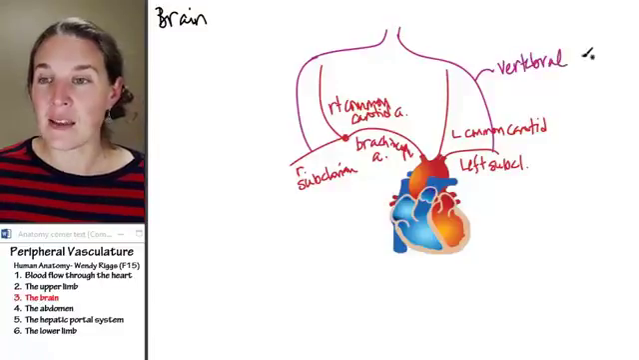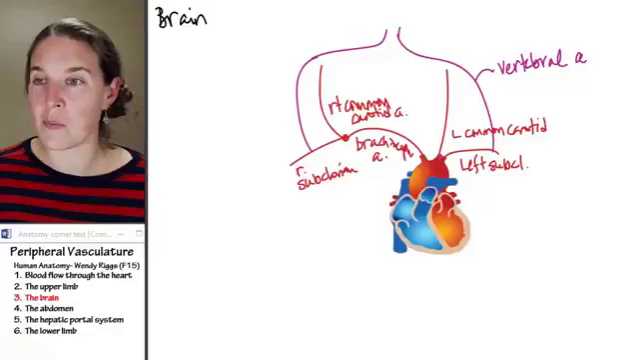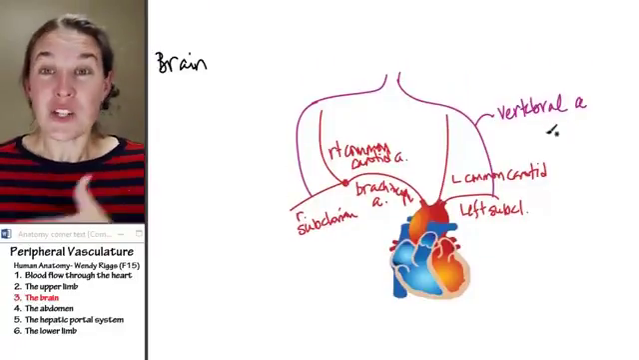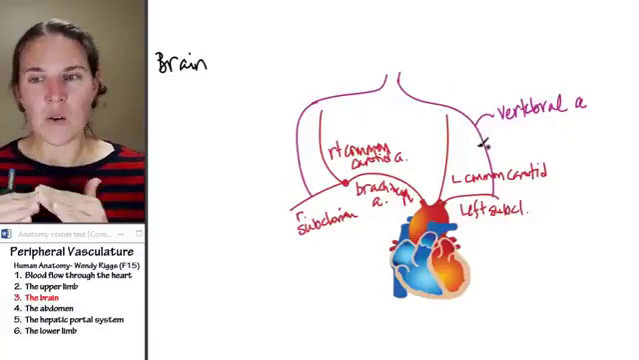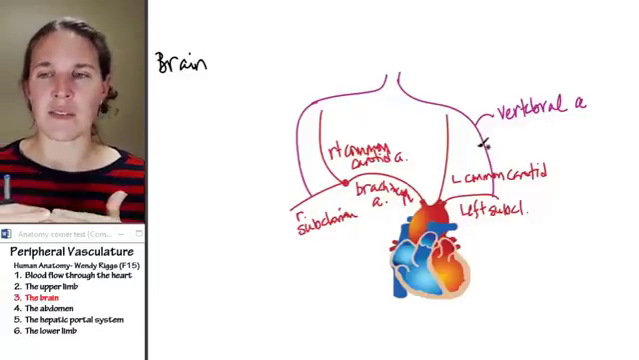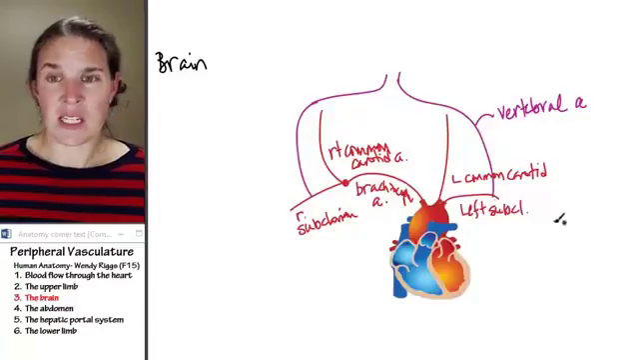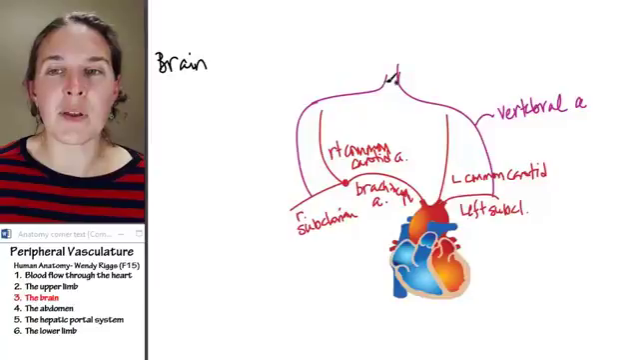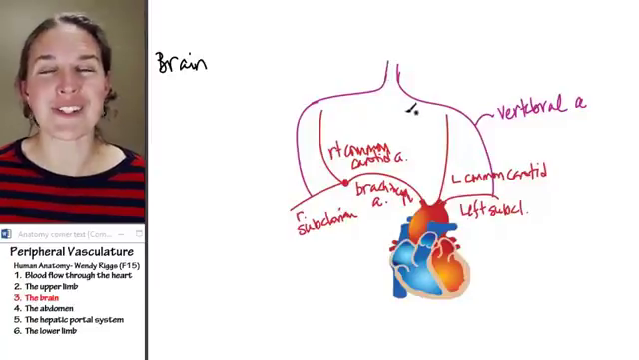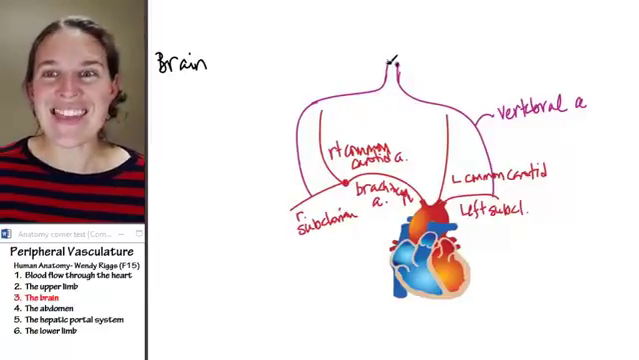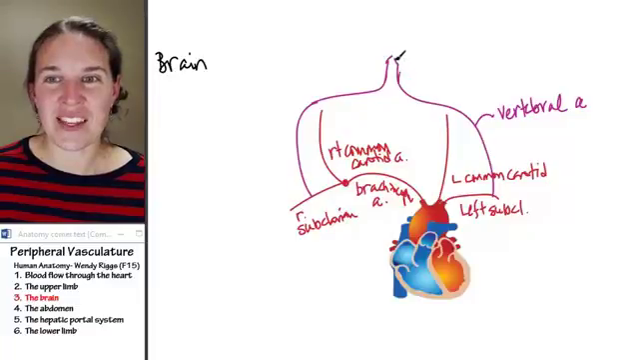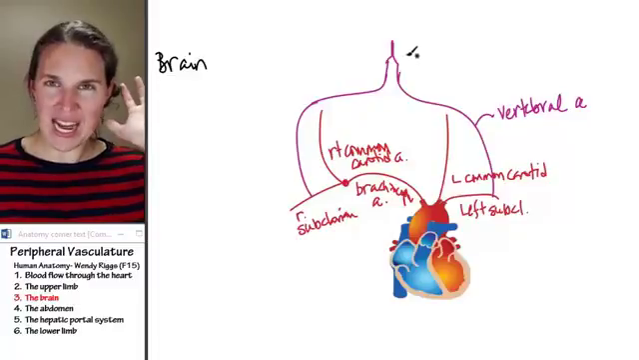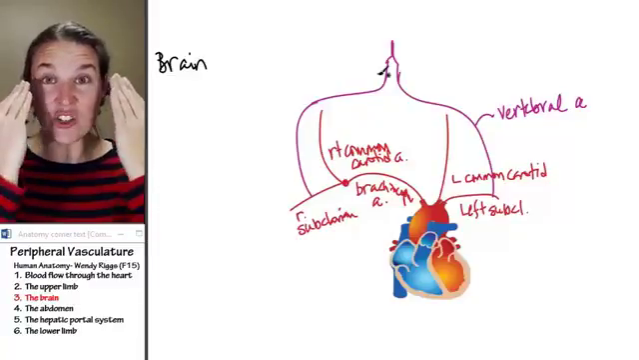I can see that I am going to need more room, like that. The vertebral arteries, we don't get a new name when we branch off the left subclavian. The left subclavian continues on to do its thing, but now these vertebral arteries are heading up the transverse foramina in your neck, and then they join each other. They join each other at the base of your brain. So now they're actually in your skull.